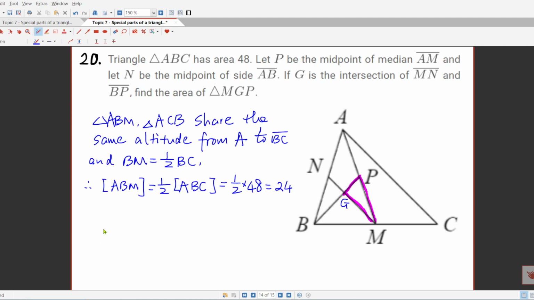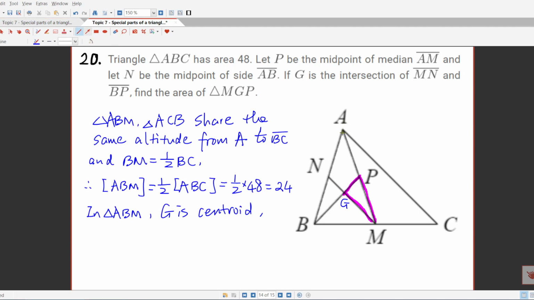Now in triangle ABM, we know BP and MN are the medians, right? So their intersection G is the centroid of the triangle ABM. G is the centroid. And the three medians of a triangle divide the triangle into 6 smaller triangles of equal areas. Do you recall that?